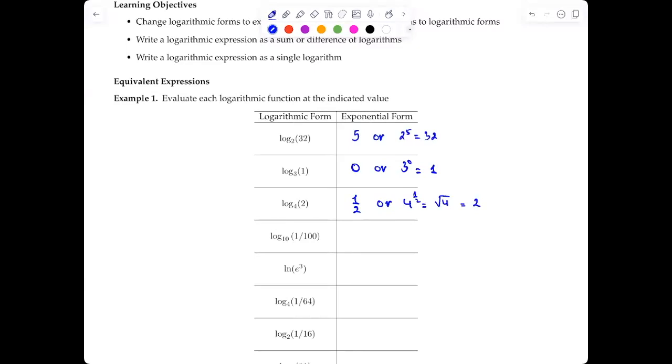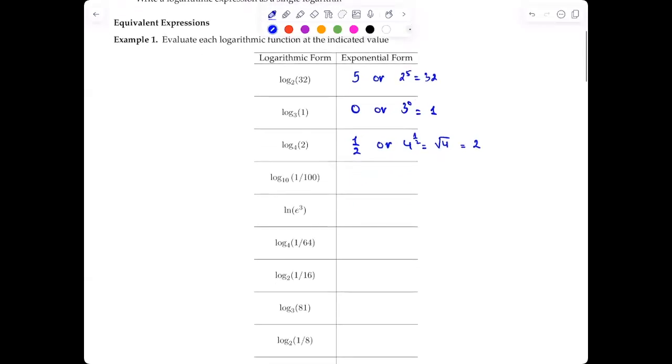Now, number 4, log of base 10 of 1 over 100. All right, so it's not very obvious how to find this value, right? So sometimes you need to rewrite the logarithm a little bit in order to obtain the answer more easily. In this case, I'm going to rewrite 1 over 100 as 1 over 10 to the second power, or 10 squared for that matter. So this is equal to log of base 10 of 1 over 10 squared.